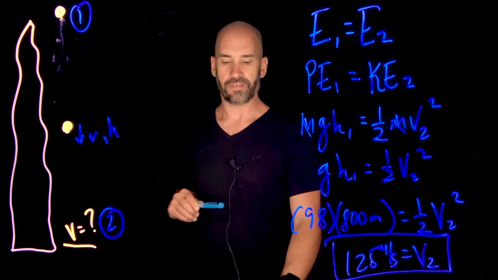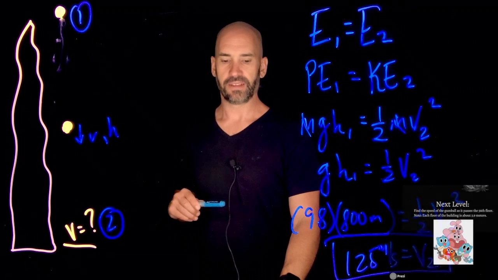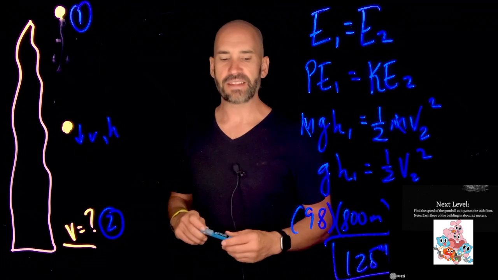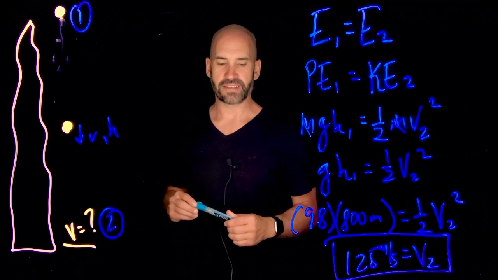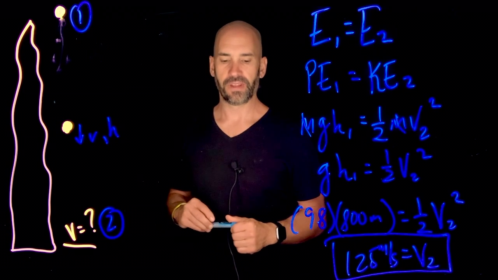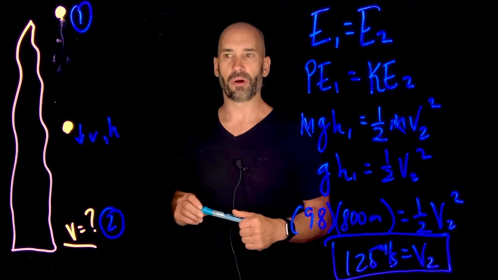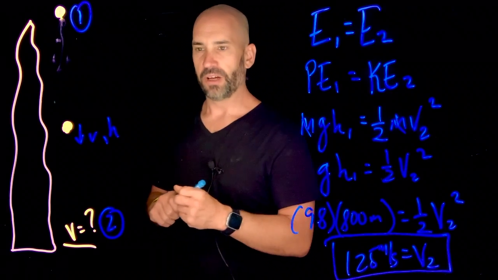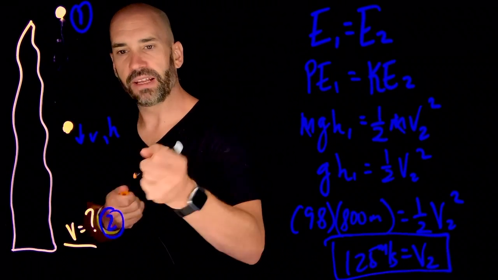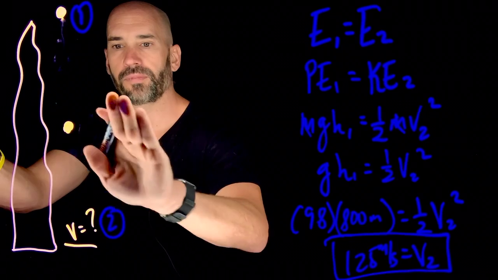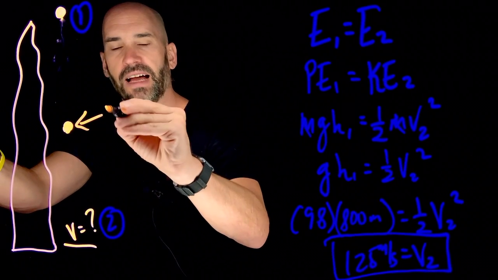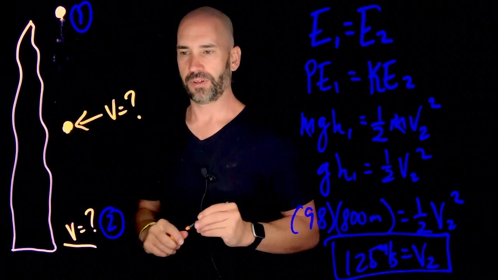What if, and if you guys can go to the next slide, it says next level. Find the speed of the gumball as it passes the 56th floor. Each floor of the building is about 3.9 meters. Okay? So next we want to find out what our velocity is here instead.